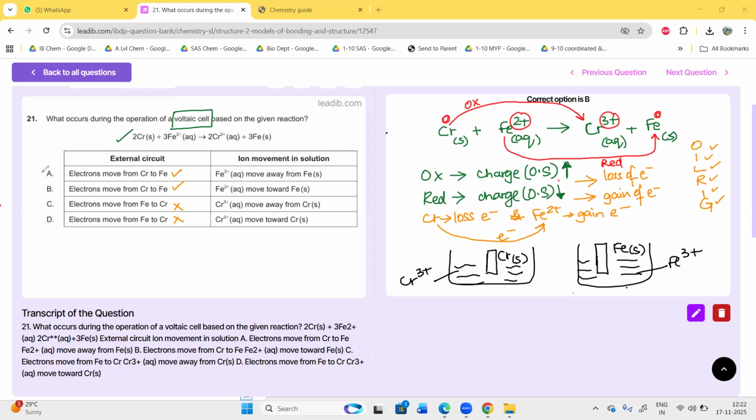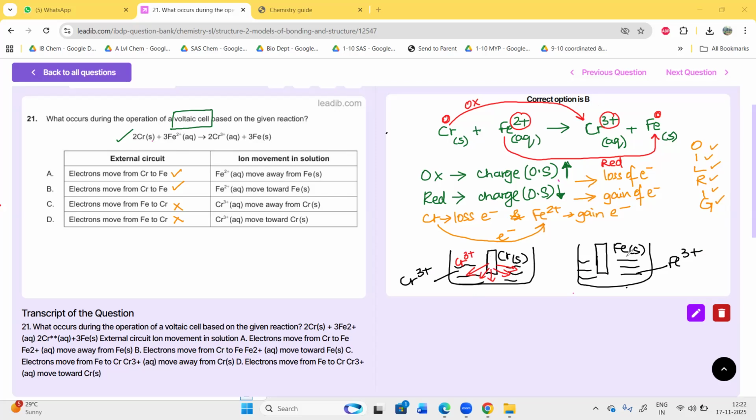What is happening in this reaction? Your chromium Cr is changing to Cr3+. So solid becomes aqueous. This solid will slowly dissolve in the solution and change to Cr3+, meaning your Cr3+ is moving away from the chromium. That's why the mass of the chromium, whatever gets oxidized, will decrease.